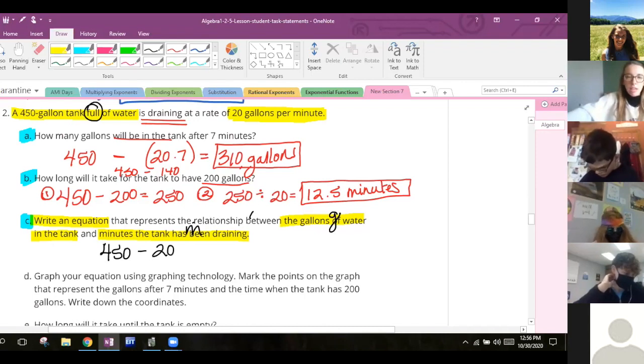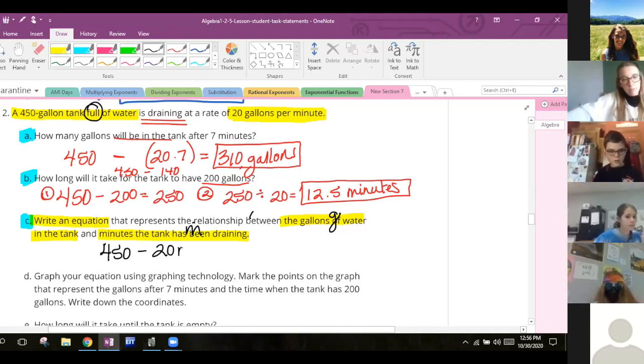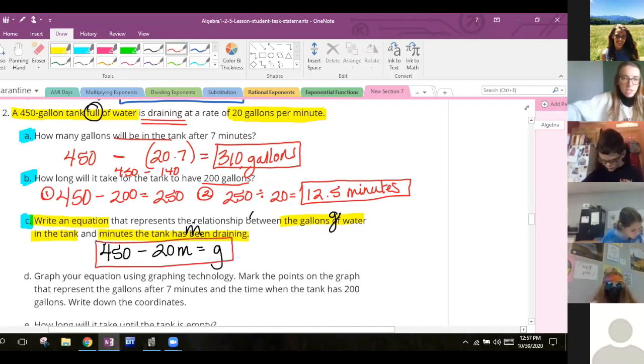Now, the minutes amount can vary depending on when you're looking at it. So what can I use in place of that minutes to show that it's changing? M. And depending on the minute, it's going to tell us how many gallons of water are left in the tank. So all of that should be set equal to what? G. All right, so there is our equation for this situation.